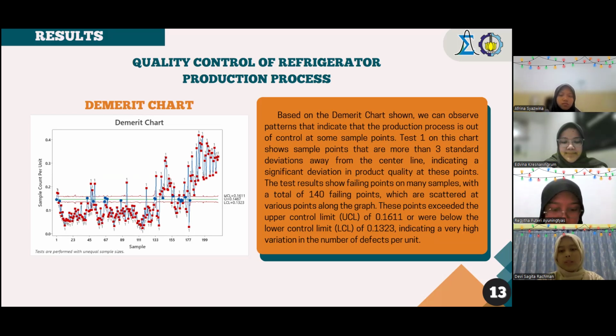These points exceed the upper control limit of 0.1611 or fall well below the lower control limit of 0.1323, indicating a very high variation in the number of defects per unit.